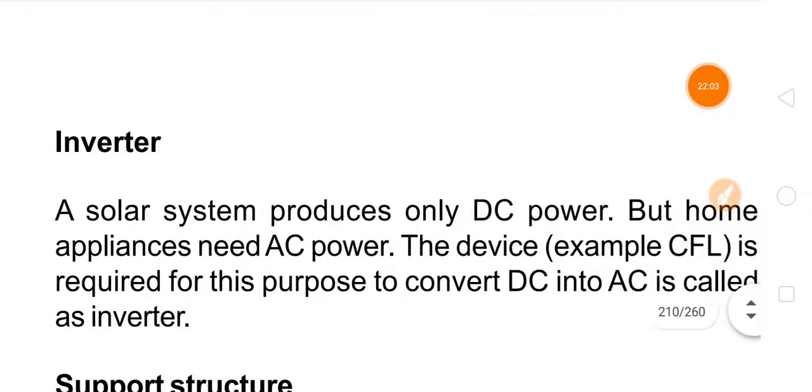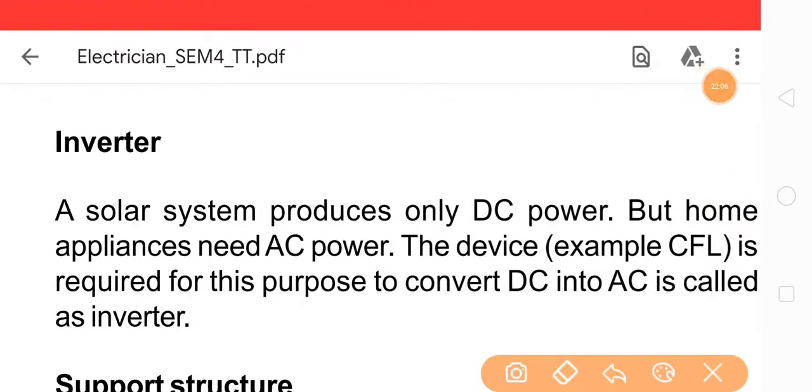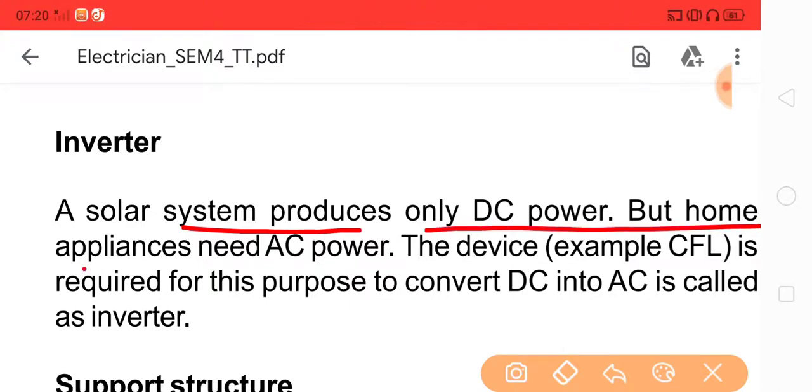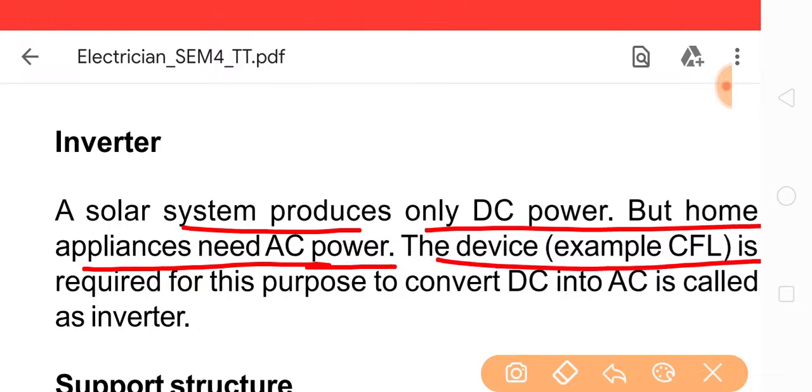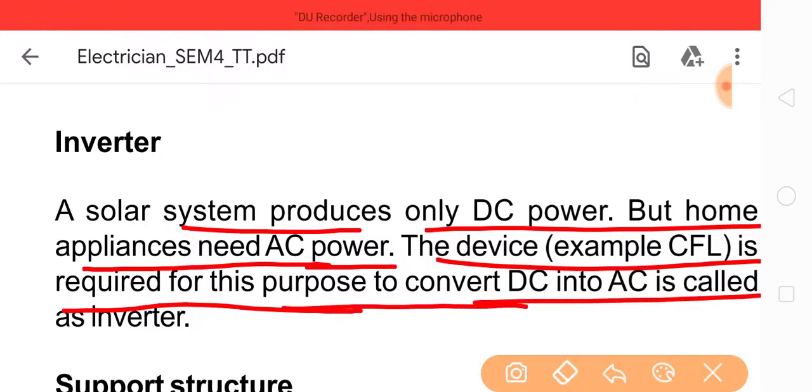Inverter. A solar system produces only DC power, but home appliances need AC power. The device required for this purpose, to convert DC into AC, is called an inverter.